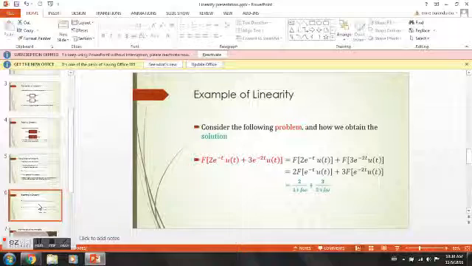Alright, so, example of linearity. Consider the following problem and how we obtained the solution. So we have F{2e^(-t)u(t) plus 3e^(-t)u(t)}. Now, as you can see, we split it up as we did in the previous slide, and then we take out the constants, and then we'll just show you the answer. In the next slide, I'm going to show you how to solve the integral, and then in the slide after that, I'll show you the complete version of how to solve the entire problem.